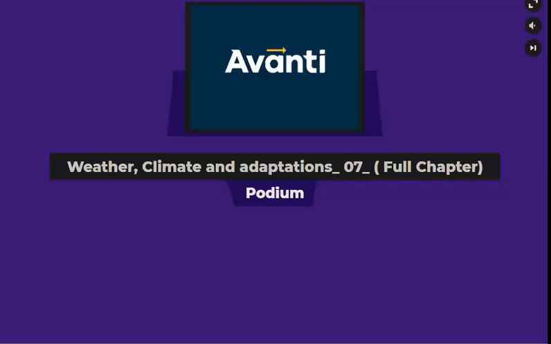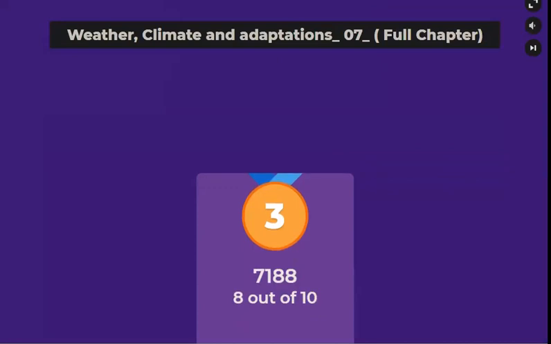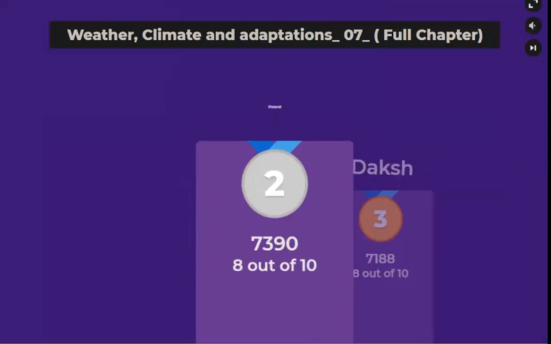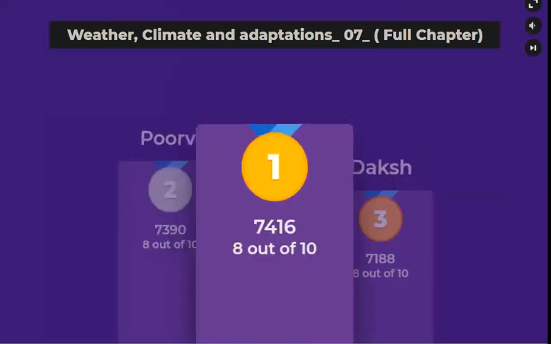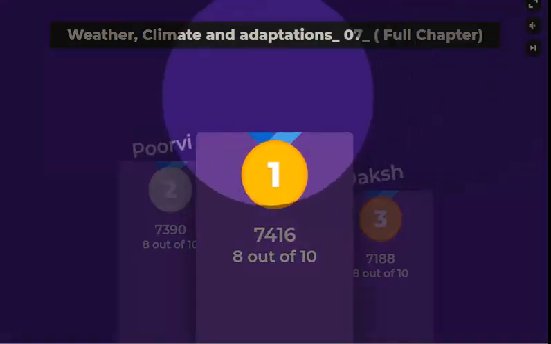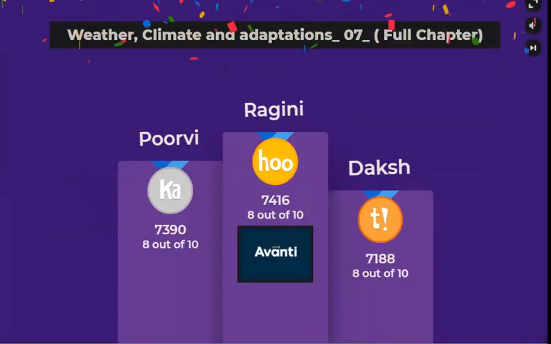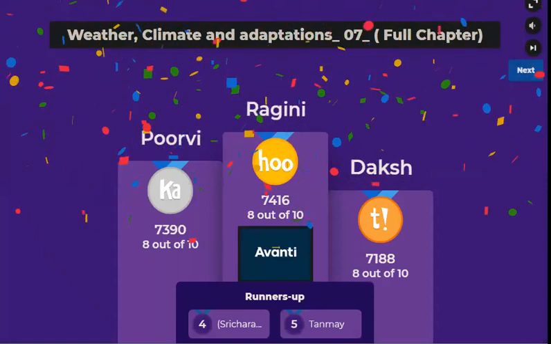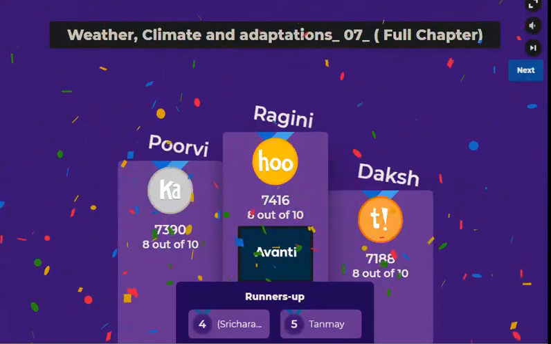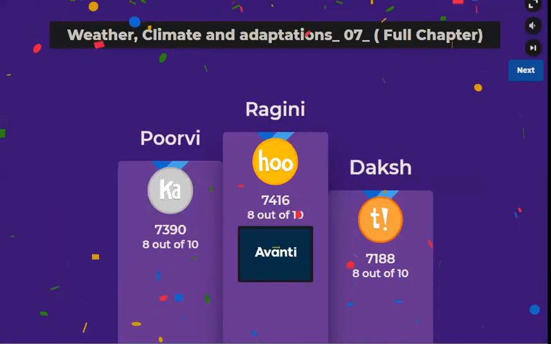Right, so let's see the podium. Daksh, third. Very good, Daksh. Second, Purvi. Very good, Purvi. Let's choose the first one. First position goes to Ragini. Very good, Ragini. Runner-ups, Trishan and Tanmay. Very good, everyone. Right? So I hope everyone got the concept.